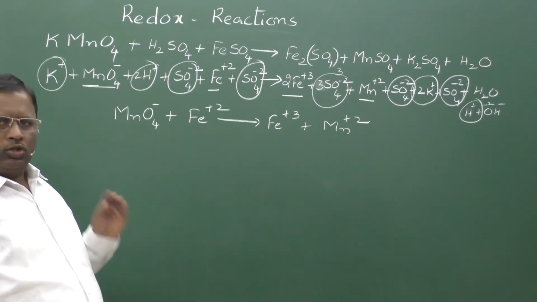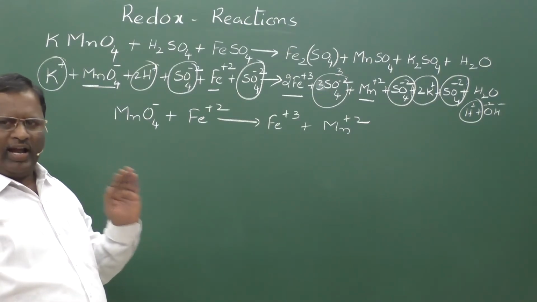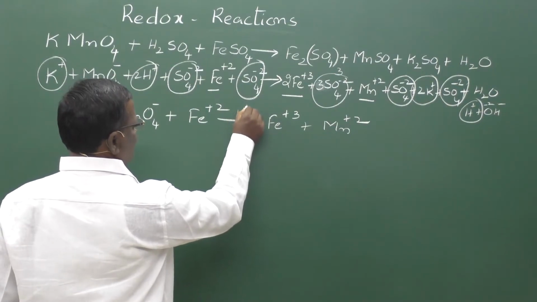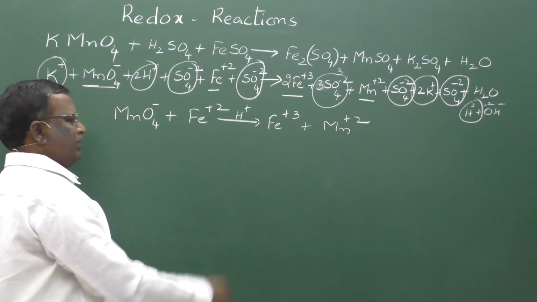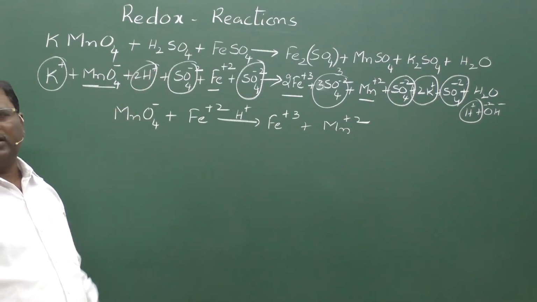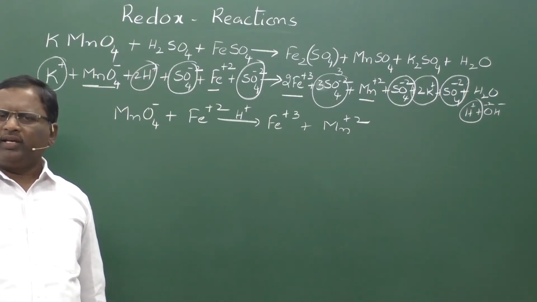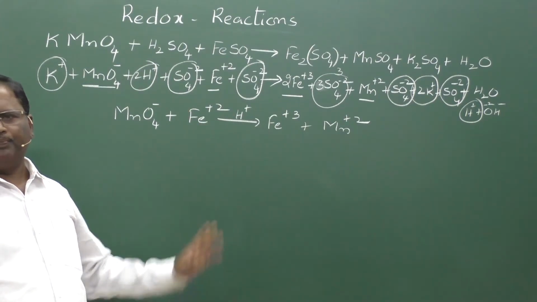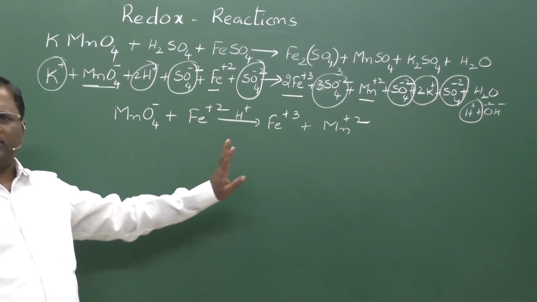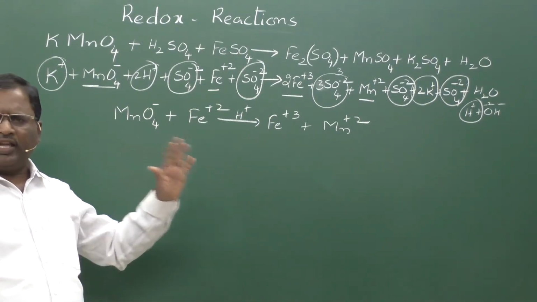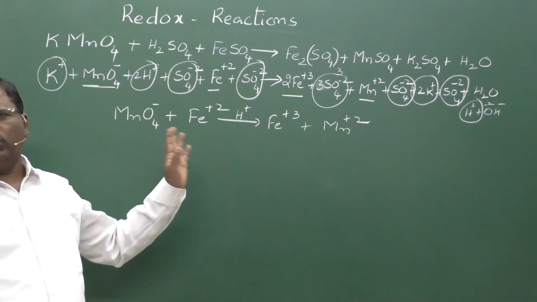That is why, though they are spectator ions, we have to mention them: if the reaction is carried out in acidic media, H plus; if it is a basic media, OH minus. Here, since the reaction is carried out in acidic media, you have to place H plus ions on the arrow mark. That is all. This H plus ion is also a spectator ion. Just to indicate that the reaction is carried out in acidic media, we are placing it.